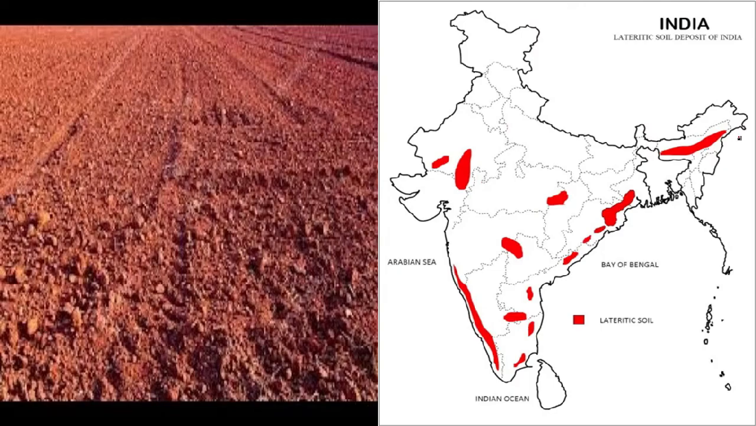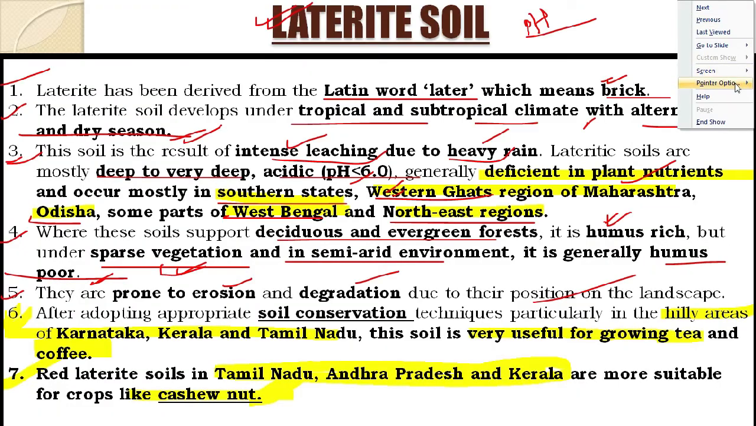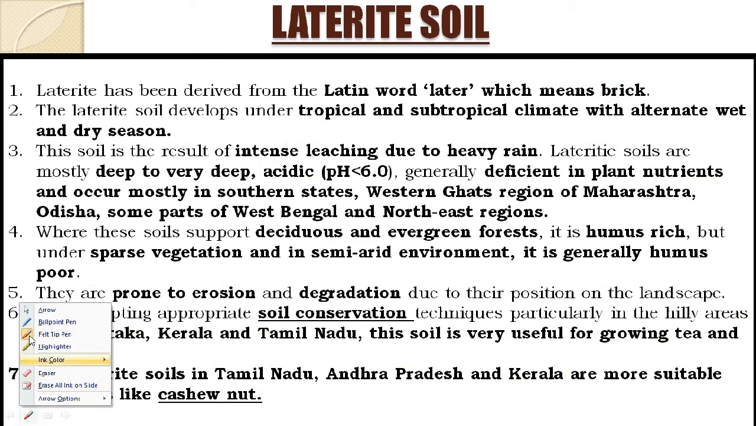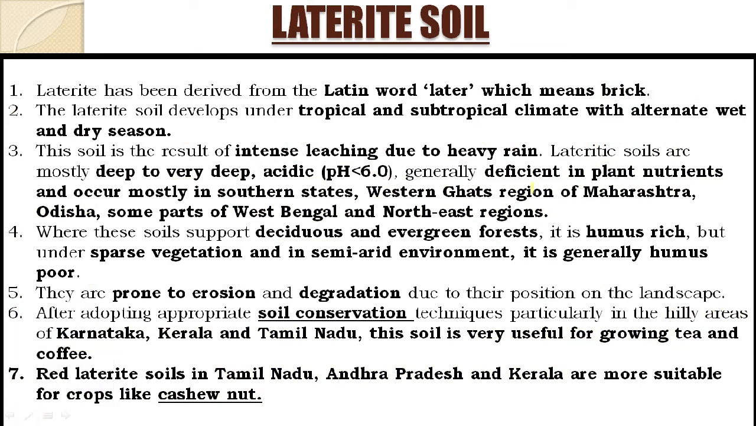Let us move ahead, and here you can see the distribution. This is how your laterite soil looks, and in this map you can easily find the regions where this laterite soil is found. Now let us get back and try to correlate what we have learned here. Now students, we have learned that these soils are found mostly in the southern states, the Western Ghats region of Maharashtra, Odisha, West Bengal, and northeast regions.